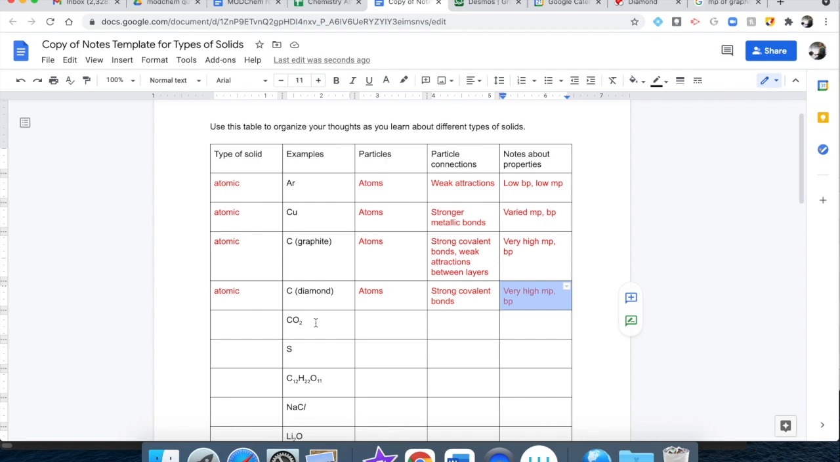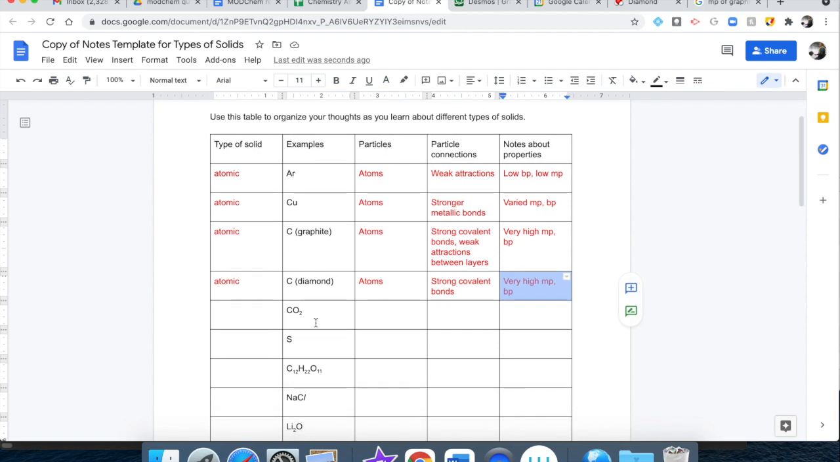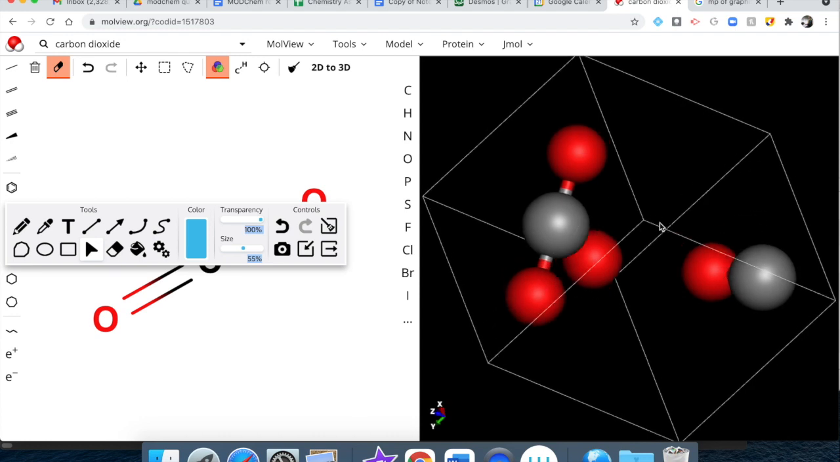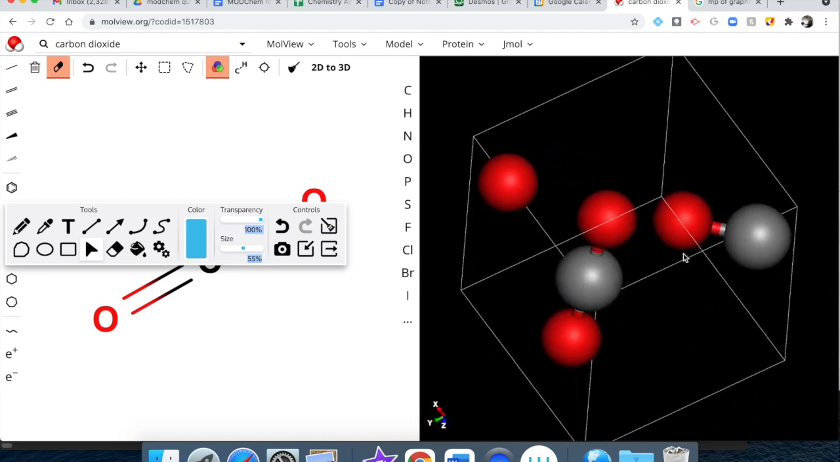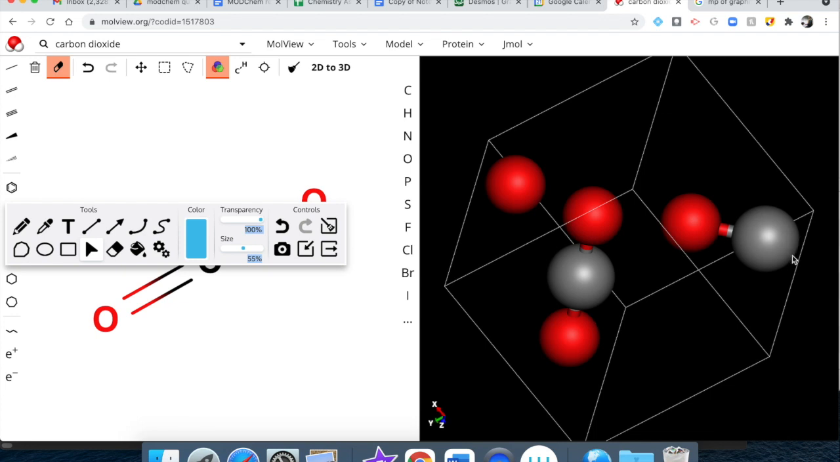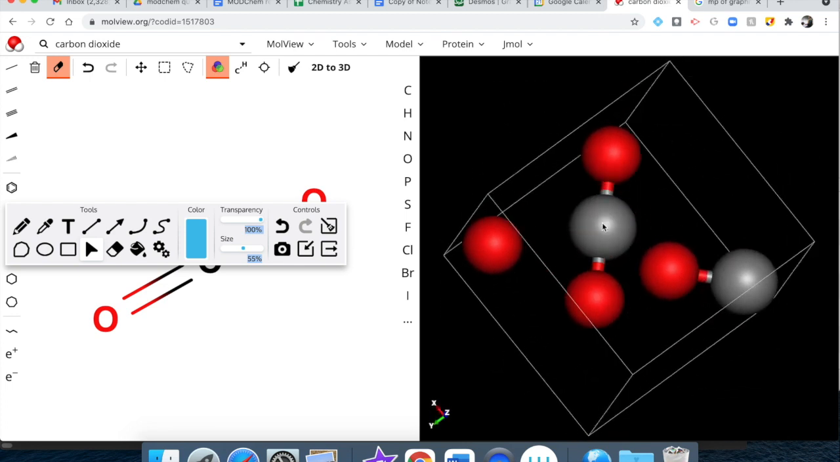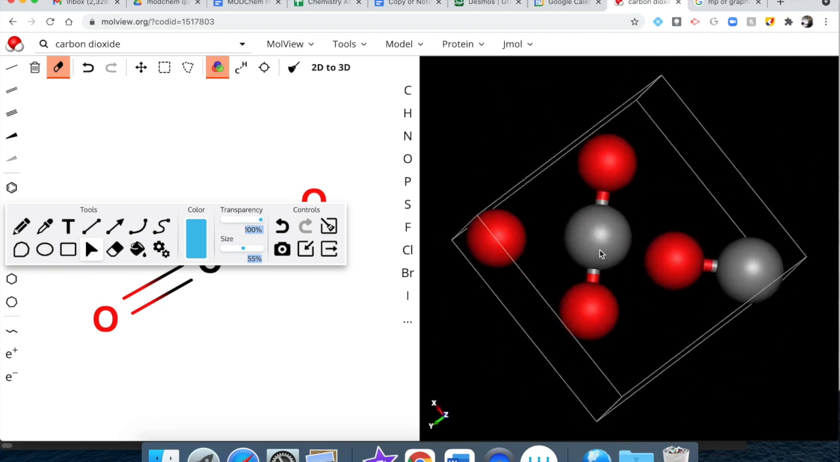Let's look at carbon dioxide. Our next type of solid will be represented by this example. So here's our model of carbon dioxide. Now, again, this box shows part of a molecule of carbon dioxide cut apart, and then part of another molecule cut apart because of the boundaries of the box. But in the middle here, you can see one complete carbon dioxide molecule. The black is carbon, the reds are oxygen. So it's CO2, one carbon, two oxygens.